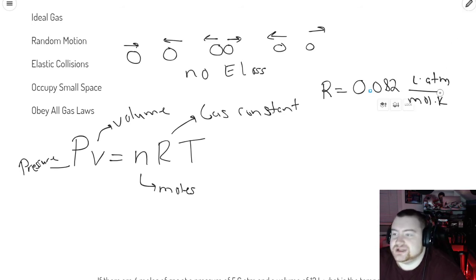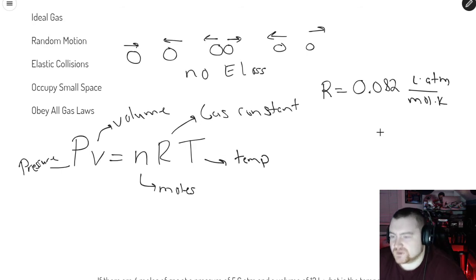Okay, so R is going to be 0.082. There is another R that does exist. It's in kilopascals. We're not going to be using that. So if you Google gas constant, it is not going to show up as this. We are using this one due to the units that we have. Okay, and temperature, well, that's T, right?